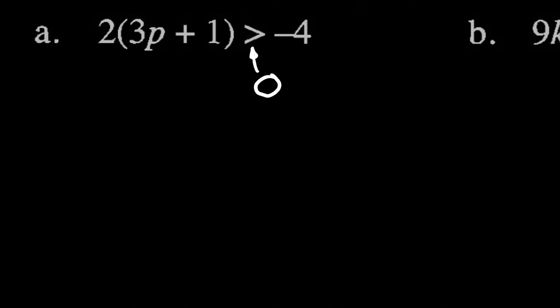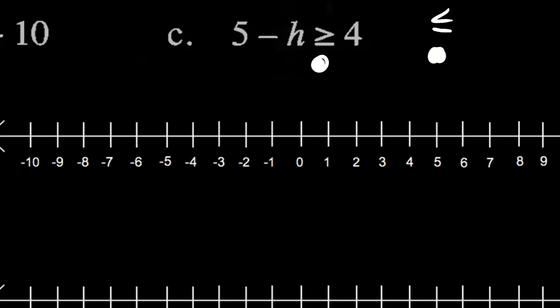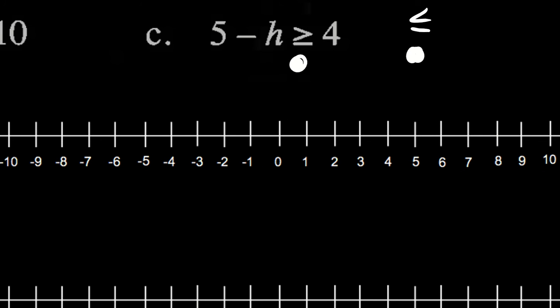To identify the boundary, what we do is we just treat this as an equation. So I'm going to go ahead and distribute the 2, and I'll write this as 6 times p plus 2 is equal to negative 4. If I take away 2 from both sides, I've got 6 times p is equal to negative 6. Therefore, p is negative 1. So my boundary location is at negative 1, and I'm going to have an open boundary there. So on a number line right here, I've got an open circle at negative 1.